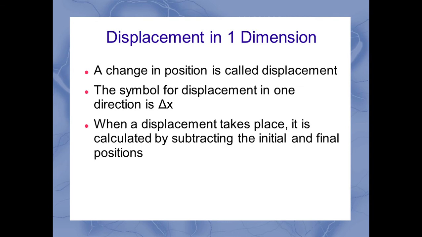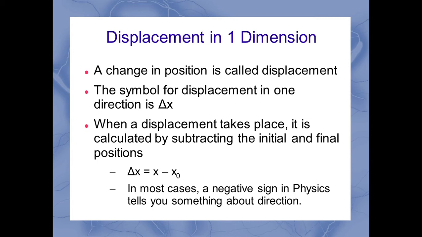And you always calculate the final minus the initial. So that will be delta X is X minus X0. X is the final position. X0 is the initial position. And if you get a positive or a negative sign, that tells you something about the direction.